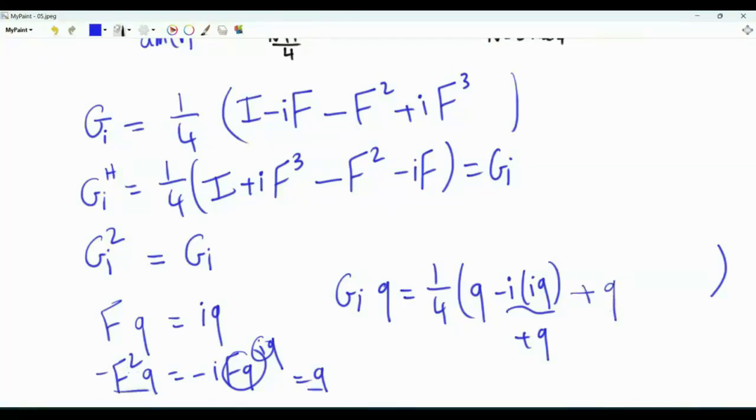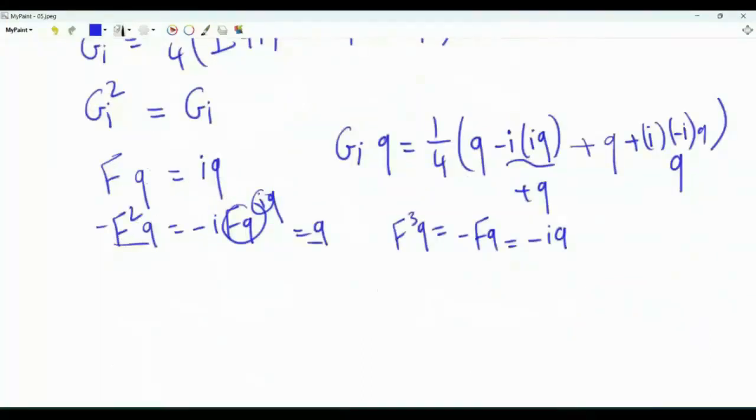If we multiply both sides here by minus F, we get F cubed Q is equal to minus FQ. And minus FQ is equal to minus IQ. And there is an I here, so that's plus I times minus IQ, that's Q. We get 4Q divided by 4. Then this is Q. In other words, if Q is an eigenvector of F associated with the eigenvalue I, then Q is an eigenvector of Gi associated with the unity eigenvalue. Now, what will happen if I take a vector, let's say beta, such that Gi beta is equal to beta? That's a vector in the range of Gi.